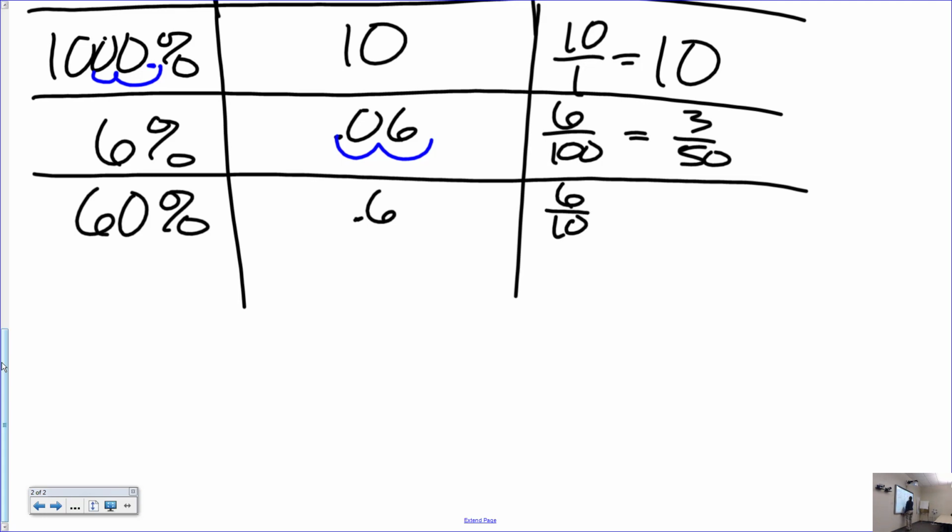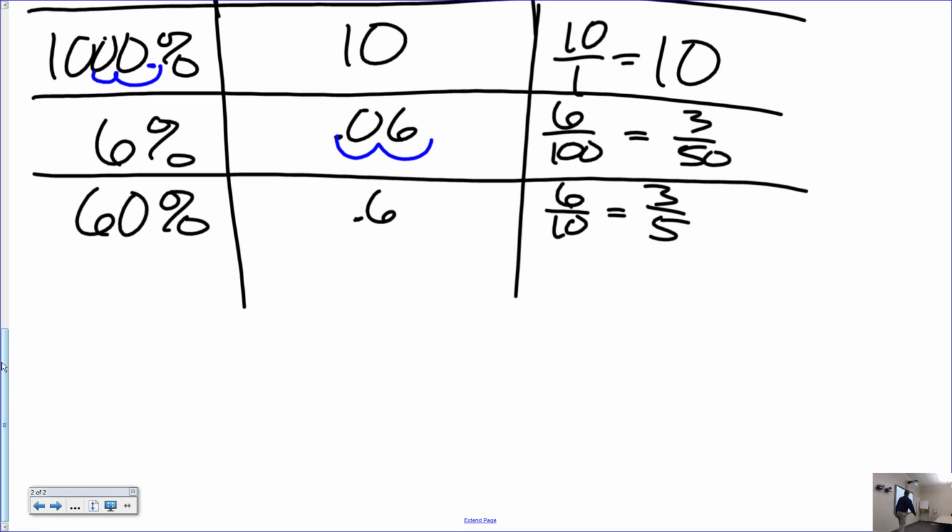6/10, which is 3/5. Why is it 6/10 instead of 6 over 100? What spot is this? This is the 10th spot, so it's 6/10. Whereas the other one was in the 100th spot, so it was 6/100. The number of decimal places equals the number of zeros on the bottom. And how many decimal places do we have? 1. Hence, 1 zero.